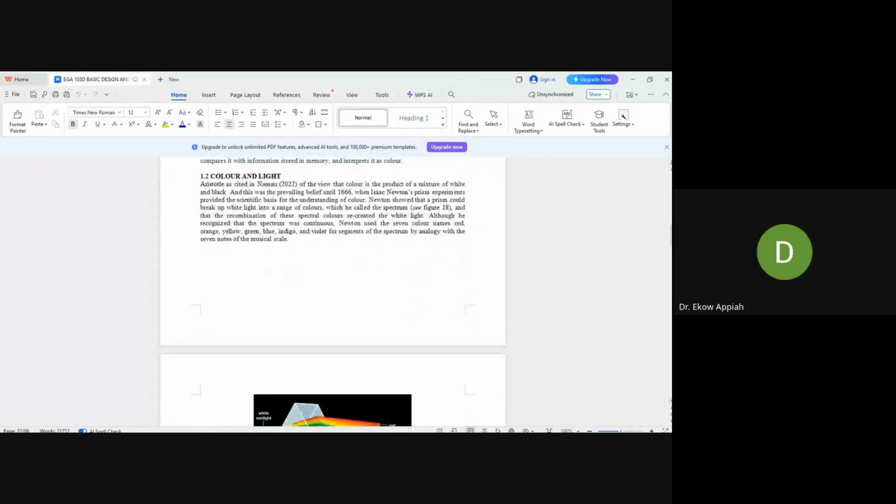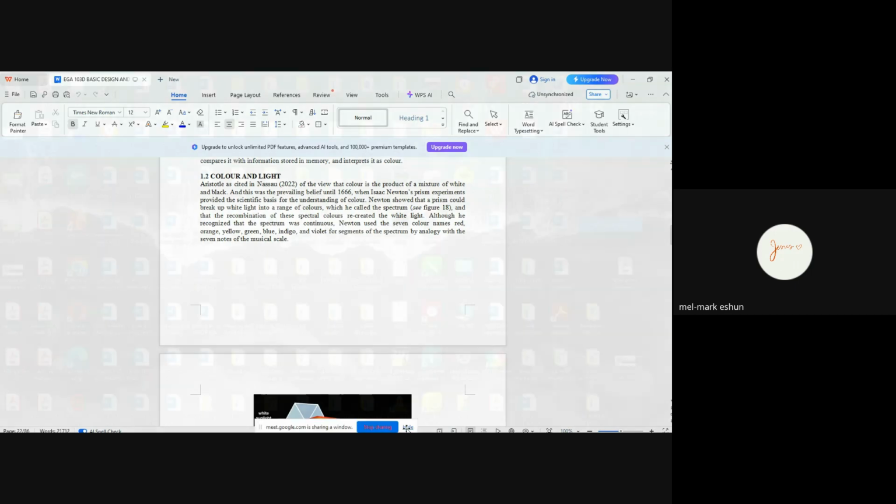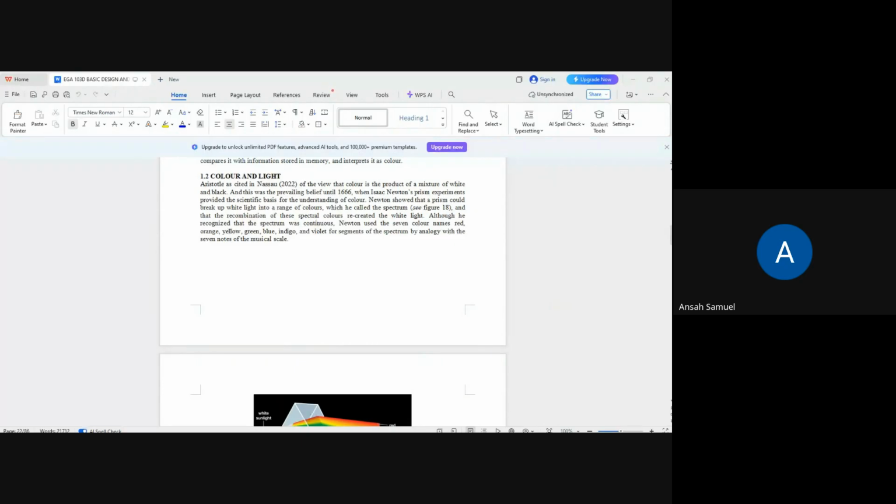Color and light. Aristotle, as cited in Nassau, 2022, was of the view that color is the product of a mixture of white and black. And this was the prevailing belief until 1666, when Isaac Newton's prism experiment provided a scientific basis for the understanding of color.